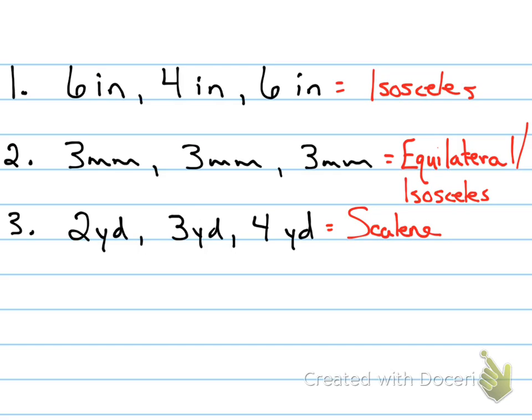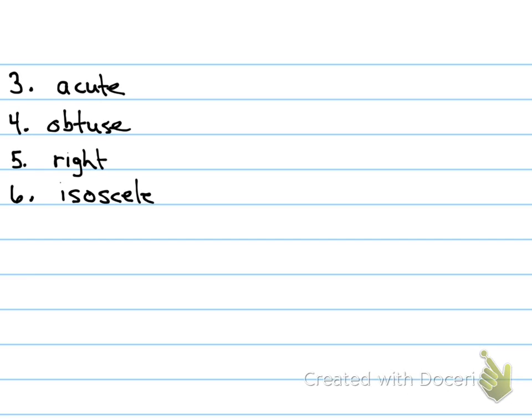All right, last but not least, turn to page 486. I want you to do numbers 3 through 8. Your turn now, real quick. Number 3, what's number 3? Acute. Everybody together. Number 4? Obtuse. Number 5? Right. Number 6? Isosceles. Okay, number 6 would be only isosceles. It is not equilateral because it doesn't have all 3 equal.